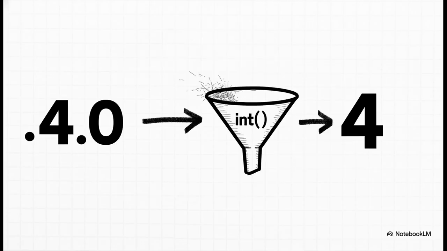But hang on, 4.0 in dog years sounds a little robotic. What if we just want a nice clean 4? Well, we can do this thing called casting. It's like telling Python to change the type of data. By wrapping our math inside int, we're basically saying, hey Python, I know this might end up as a decimal, but do me a favor and just give me the integer, the whole number part.